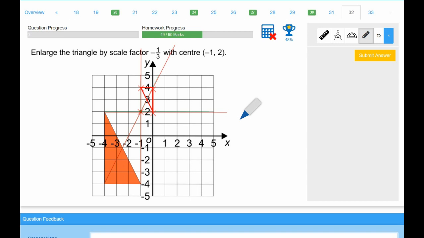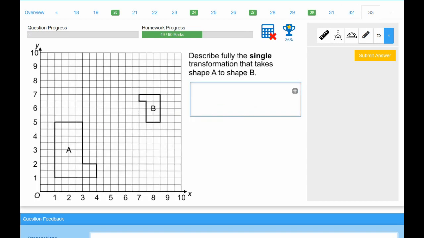Last question. So describe fully the single transformation. Well, what is it? It's bigger. Actually, it's going smaller, isn't it, from A to B? So if it's a change in size, it can't be translation, reflection, or rotation. It has to be an enlargement.